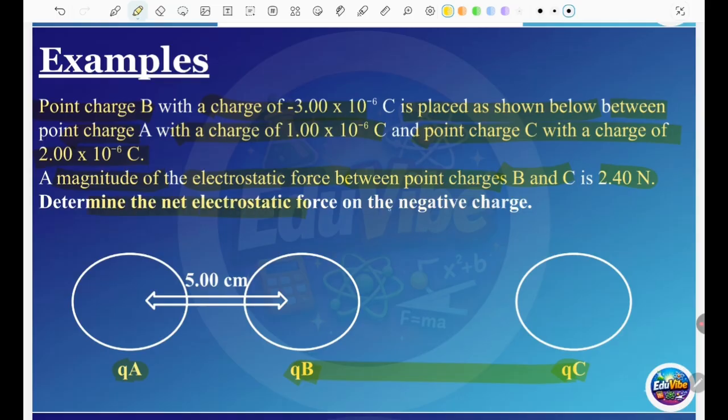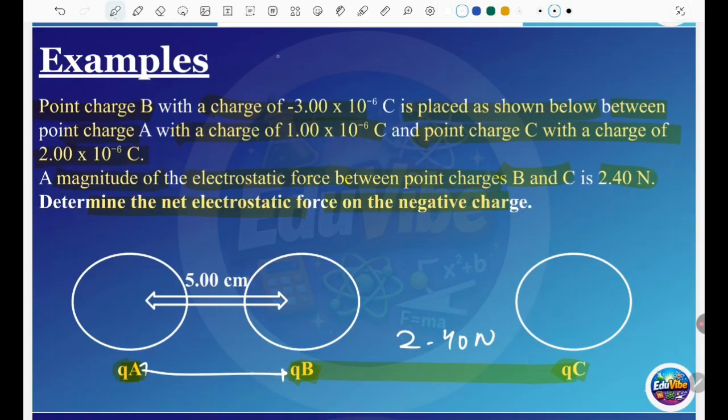We have to determine the net electrostatic force on the negative charge. So the negative charge is this, and we have to find the net one. Net means we have to find the total force. From B to C, we have that electrostatic force, which is 2.40 newtons, but we don't have the force from A to B. When we find the electrostatic force between those two charges, we will get the net force.